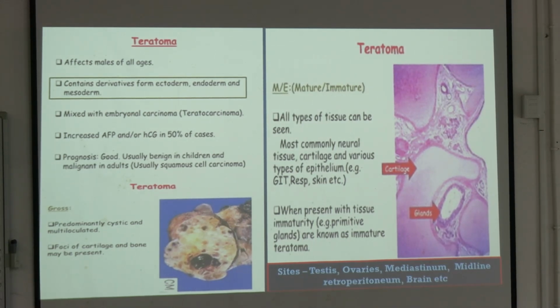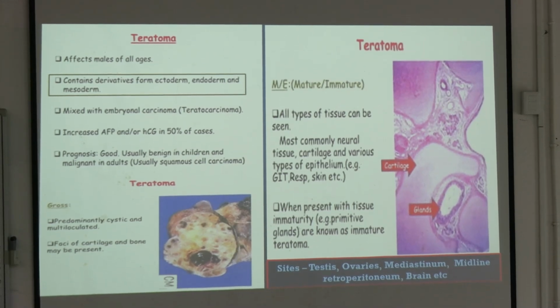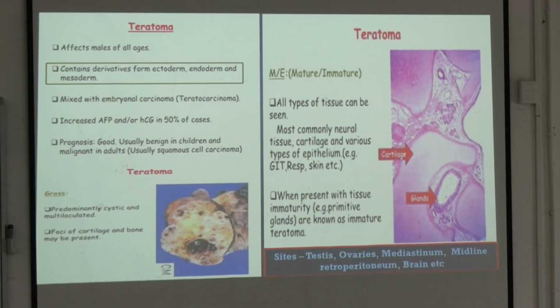Another thing to know: in the testis, unless proven otherwise, testicular teratoma is immature and malignant. In the ovary, mature teratoma or dermoid cyst is very common and benign, but in the testis, unless proven otherwise, teratoma is immature, highly malignant and aggressive in behavior.